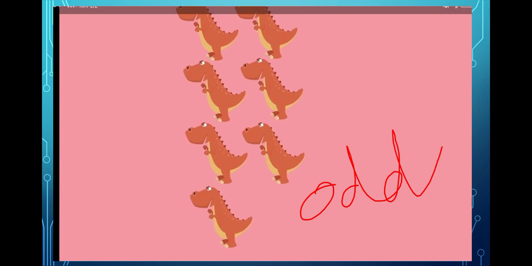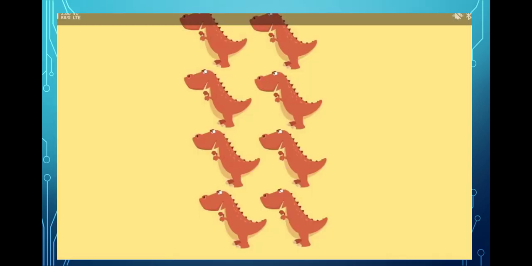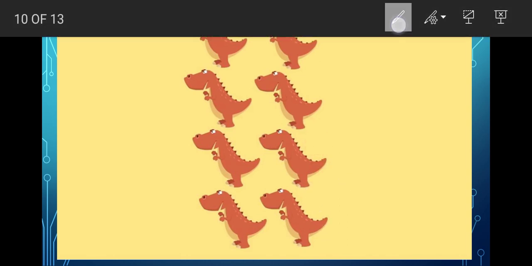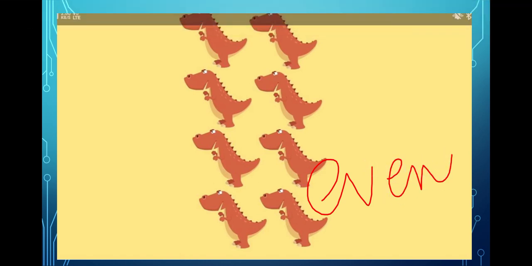Okay. One more example. See how many dinosaurs are there? There are 8 dinosaurs. Each dinosaur is having a friend. That means it is an even number. Okay children? It is an even number.